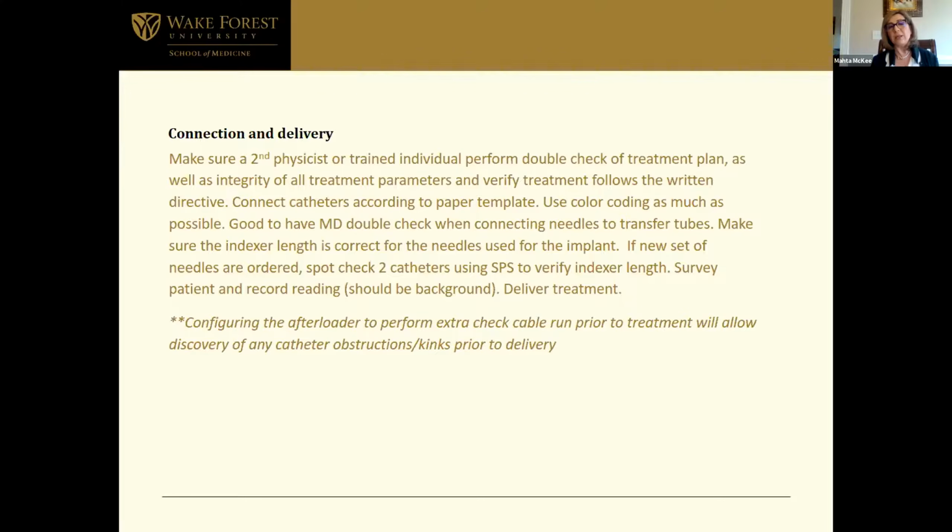There are 3 different lengths of plastic needles that, for example, Elekta provides. You need to make sure which needles you're using and that you have confirmed the indexer length using a source position simulator. Now, whether you have a V3 digital or a Flexitron, they have different SPSs, so you need to make sure that you have used the correct one. Finally, survey is a must. We do recommend that you survey the patient prior to the procedure, so you have a baseline, and survey the patient after the procedure, once the delivery is complete.